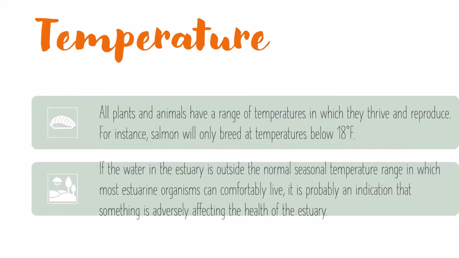All right, so all plants and animals have a range of temperature in which they thrive and reproduce. For instance, someone will only breed at temperatures below 18 degrees Fahrenheit. So if the water in the estuary is outside the normal seasonal temperature range, in which most estuarine organisms can comfortably live, it is probably an indication that something is adversely affecting the health of the estuary.